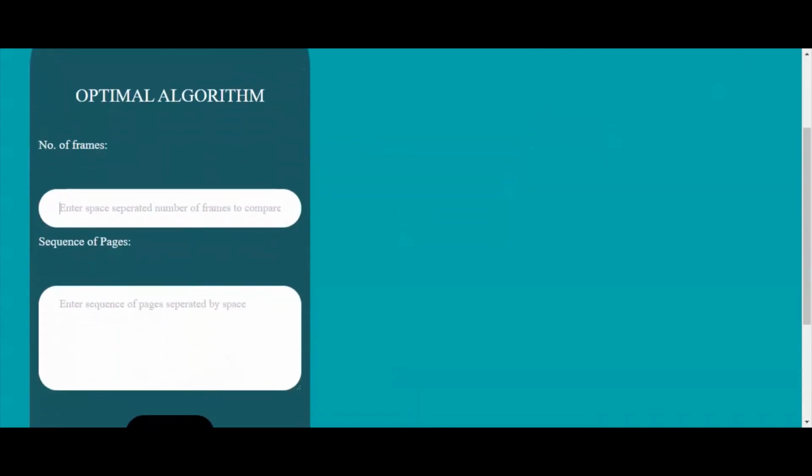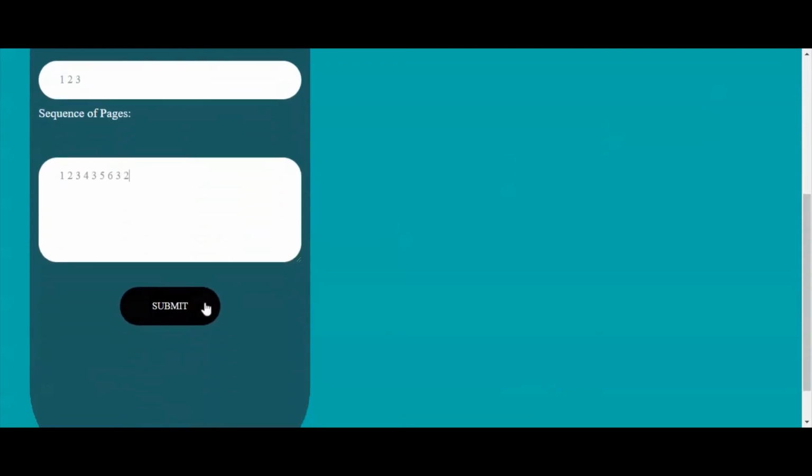Suppose we want to make a comparison here, and let's say I enter the number of frames to be 1, 2 and 3, and the pages here would be given like this. Let's say this is the input string.